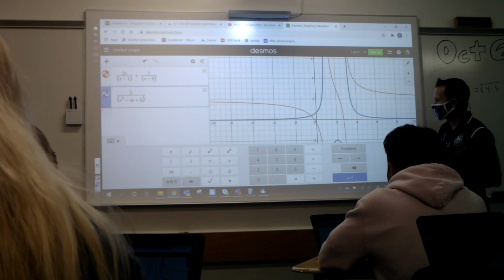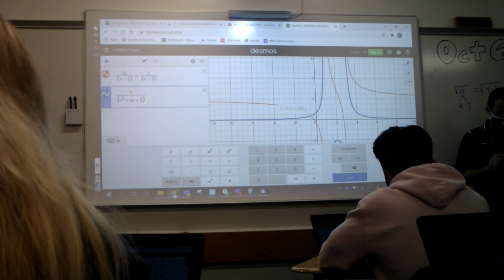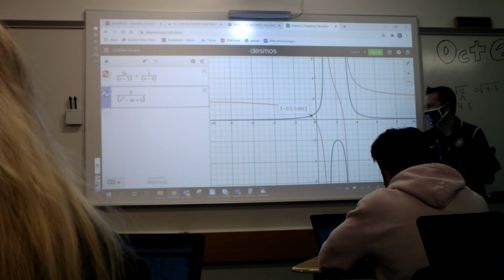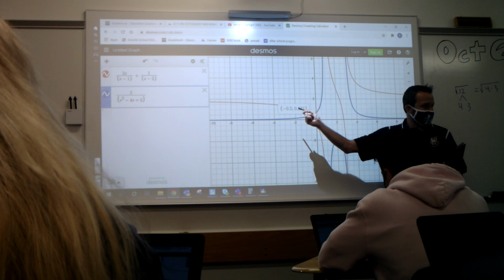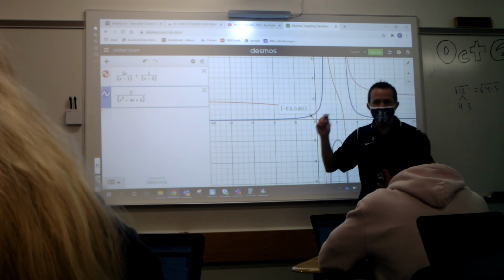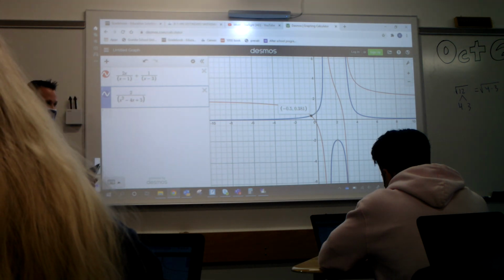And what we're wondering is where do these intersect? It's this point right here. What is the x value where they intersect? Negative 1/2. Is that what we said one of the solutions was? What does that tell you? It's a real solution, right?